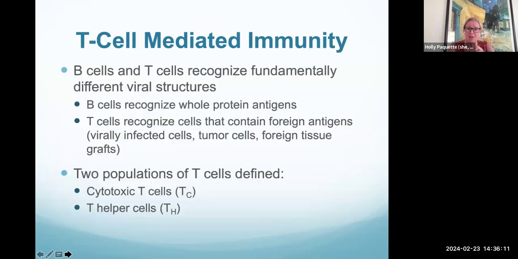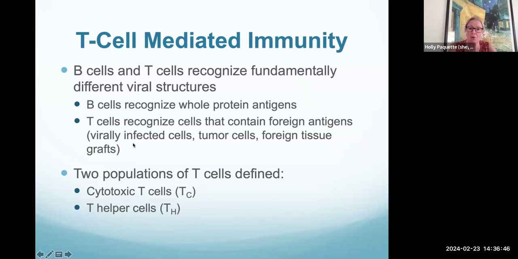So that's the B cells and how the humoral side works. With the T cells, or the cellular or T cell mediated immunity, we know that these are slightly different. B cells and T cells recognize the viral structures a little bit differently. I showed that the B cell could recognize that whole virus particle with its spike proteins on the outside of it. T cells are more picky, and they can't recognize as much. They can recognize these foreign antigens, though.